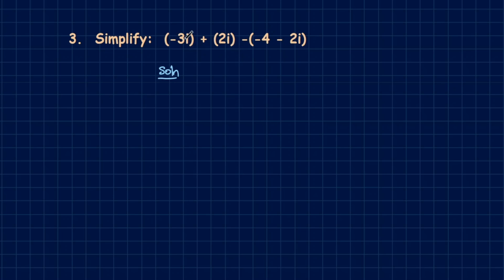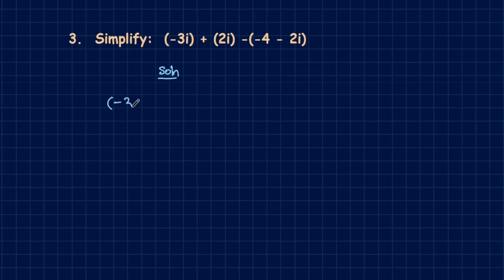Now the first one is only having the imaginary part. The real part is 0. And the second one is also an imaginary part. The real part is nowhere, and that is 0. And we're subtracting. The second one is a full complex number with the real part and imaginary part. So working it out is in the same way.